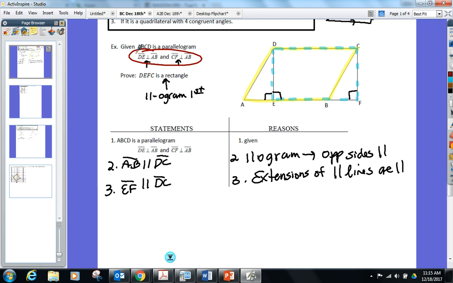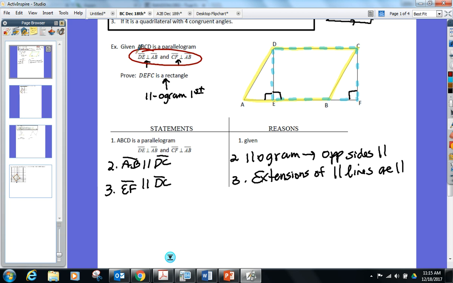What do you know about DE and CF? We don't use it that often, but we've been using it quite a bit the last couple days, actually. What do we know about DE and CF, Nick? They're both perpendicular to AB, and if they're both perpendicular to the same line, what do we know about them?